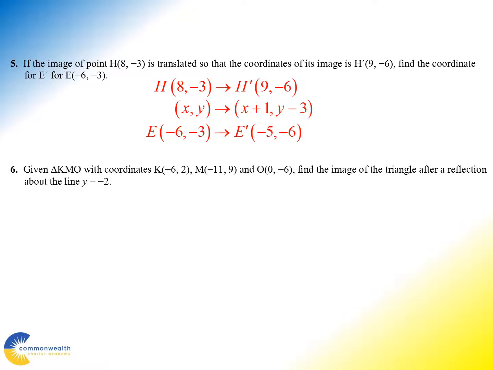Given the triangle KMO has those coordinates, find the image of the triangle after a reflection about the line y equals negative 2.